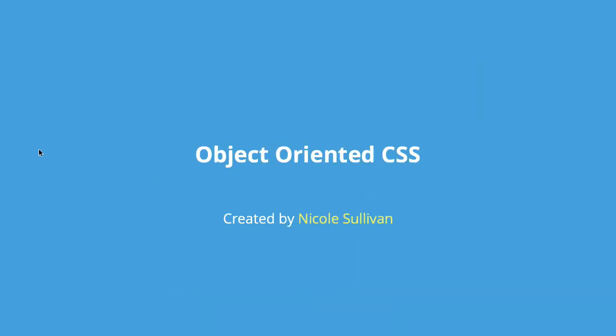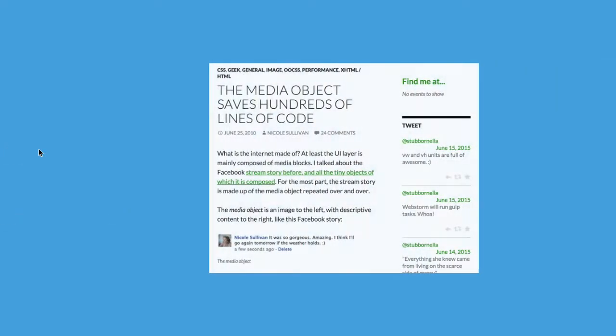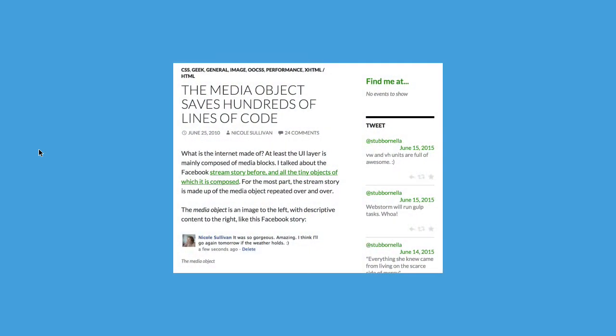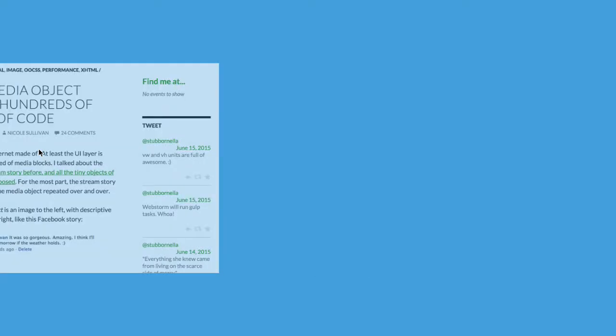It was created by an engineer, Nicole Sullivan, when she was working with Facebook, and she actually talked about this pattern that she kept seeing over and over again in CSS code. She has a blog post that's really kind of the start of OOCSS, and it's sort of hard when you Google OOCSS. This blog post doesn't always come up at the top, but I think this was one of the key ones. And it's back in 2010, and it's that the media object saves hundreds of lines of code.